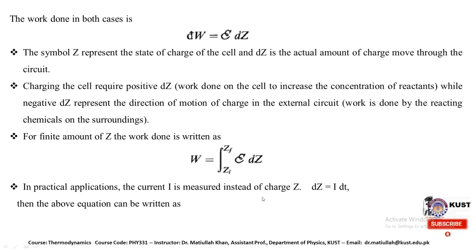Actually, the current I is equal to dz divided by dt. This means the charge moving through a conductor per unit time. I is equal to dz divided by dt, the amount of charge moving through a conductor per unit time. If we do the cross multiplication, the dz will become equal to I dt. We have done just a cross multiplication, and I equals dz divided by dt is converted into dz equals I dt.